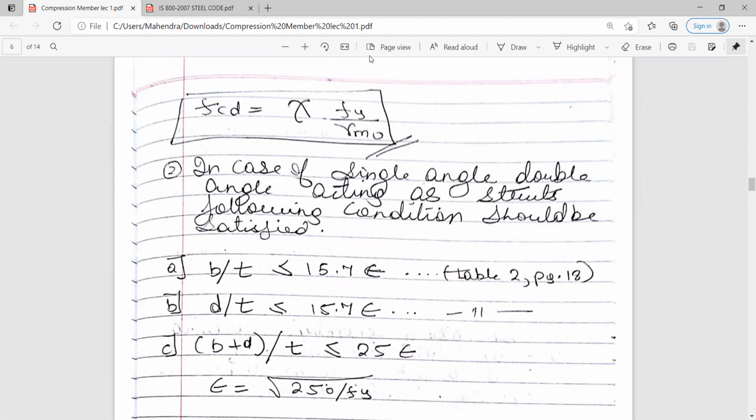So the second condition is d by t. d by t should always be less than or equal to 15.7 epsilon. And the third condition is b plus d by t should be less than or equal to 25 epsilon. Again, it is there on page number 18 of your IS 800, IS 800 2007. So if this particular case comes, you should satisfy all these three conditions. Okay, so note down these formulas.